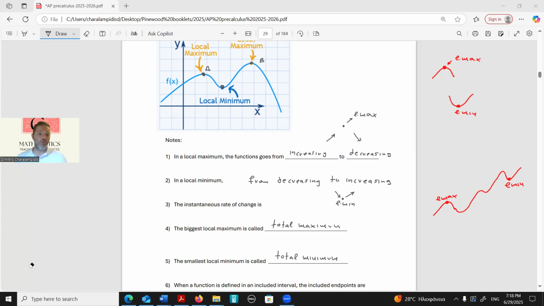So what do I want you to keep from this video? A local max is any point where the graph does this curve. A local min is the vertex at every smiley part of a graph. But the endpoints of an interval at which a function is defined can also be local minimum or local max, depending on the monotonicity of the function right next to these endpoints. The biggest of the local maximums is called the total maximum, and the smallest of the local minimums is called the total minimum. That's all for now.